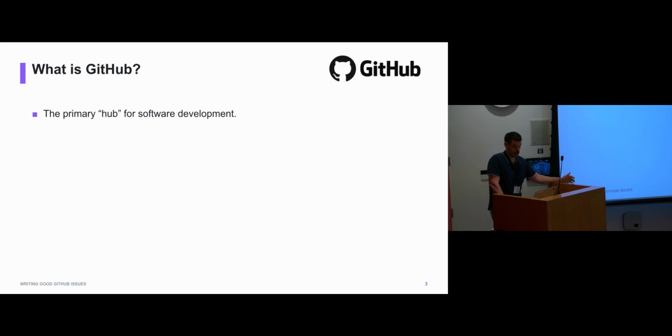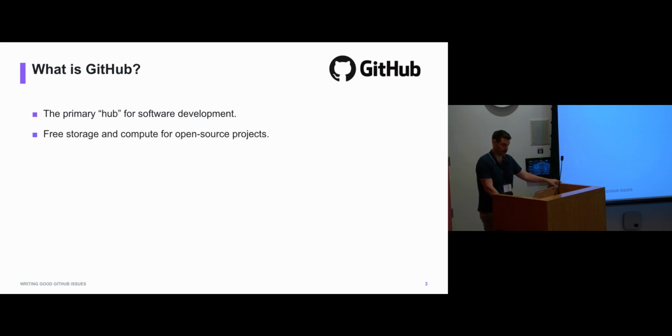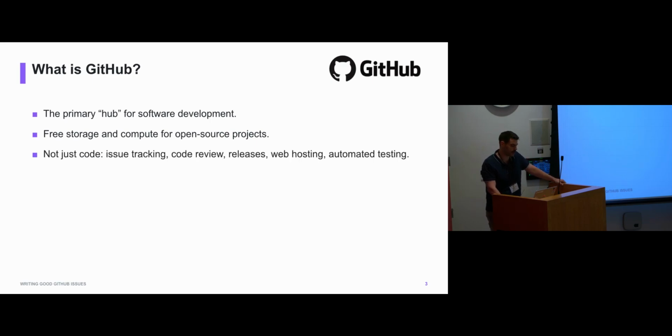It's a way to share your code with the community so others can see all of your code, can see every change you made to it, and can download it and use it themselves, and suggest and file issues and suggest changes. More than just a place to share code, it also provides free storage. It provides free compute to open source projects. So there are lots of benefits to using GitHub, and these free resources are a large part of why it's so popular in the community. So it's not just code, it's also issue tracking, it's code review, it's releases, it's web hosting, it's automated testing. There's a whole software suite of features around GitHub.